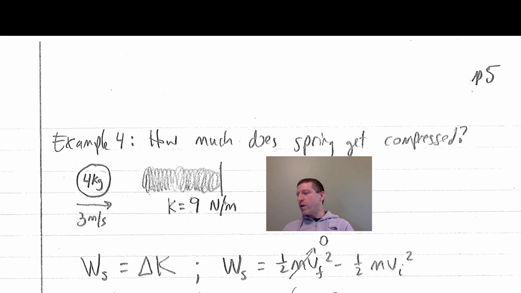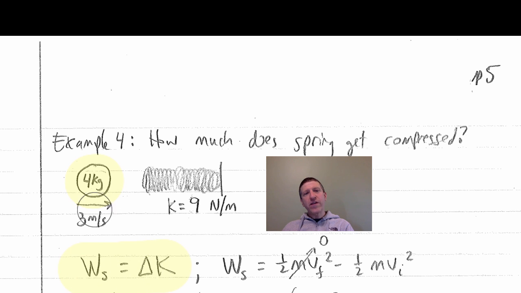So what we want to do here is use the fact that the work done by the spring right here is going to be the change in kinetic energy. And when you're asking how much does the spring get compressed, you could ask the same question as, how much does it get compressed until this object does what? Well, it will no longer compress the spring once it stops. So that's when it stops getting compressed, when this has no kinetic energy. In other words, the work done by the spring will be the change in kinetic energy.